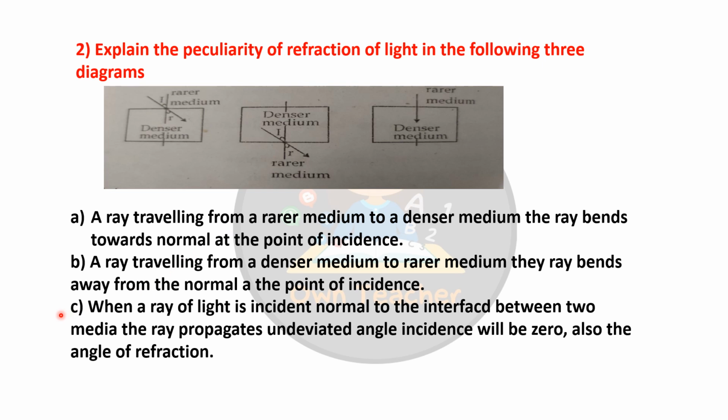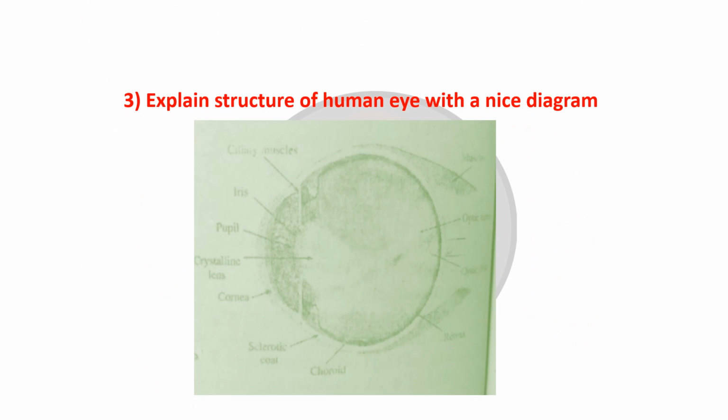C. When a ray of light is incident normal to the interface between two media, the ray propagates undeviated. The angle of incidence will be 0, and so is the angle of refraction here. Number 3. Explain the structure of the human eye with a neat diagram.